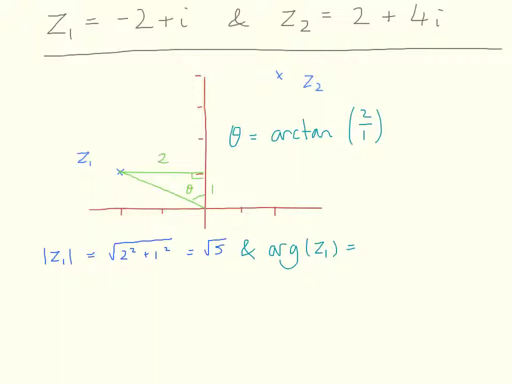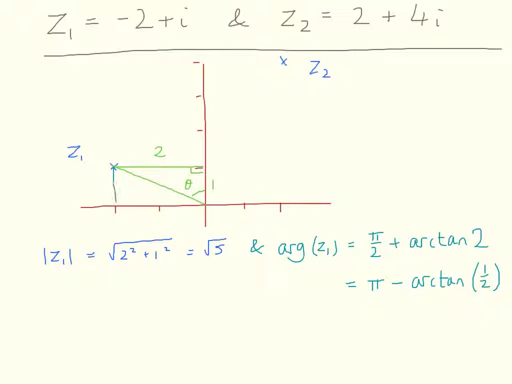But the argument is always measured from the positive real axis, with anti-clockwise being the positive direction. So the actual argument is pi by 2 plus this angle. Alternatively, we could have worked out this angle instead, which is arctan of a half, and then subtracted that from pi. So there are two possible ways of writing the argument, equally good.